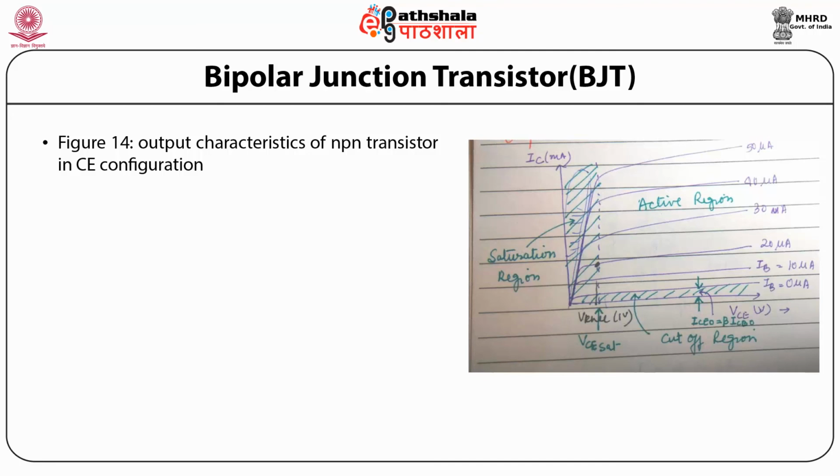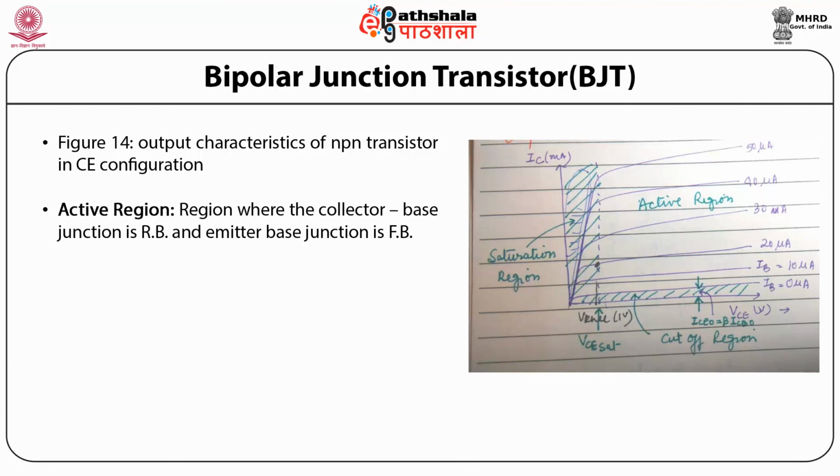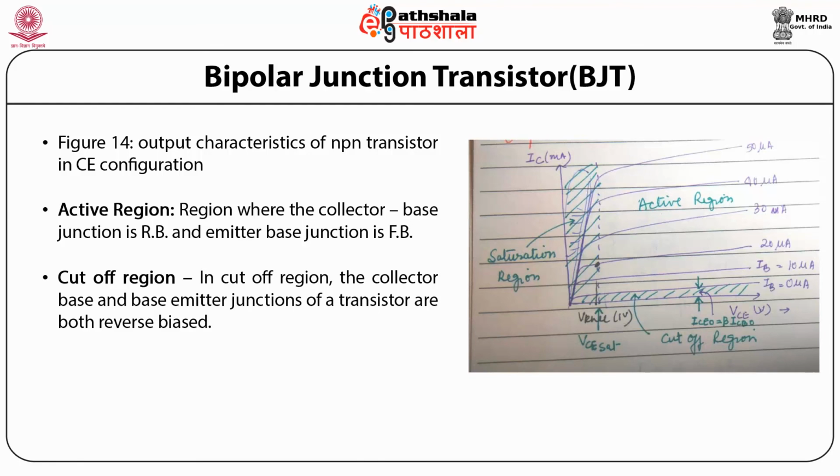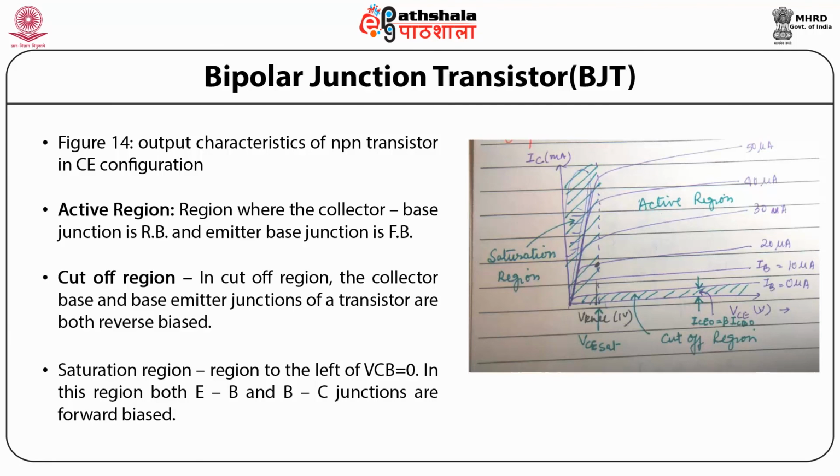There are three marked regions here. First is the active region, where the collector base junction is reverse biased and the emitter base junction is forward biased. Next is the cutoff region. In the cutoff region, the collector base and the base emitter junctions of the transistor are both reverse biased. Saturation region is the region to the left of VCB equal to 0. In this region, both emitter base and base collector junctions are forward biased.